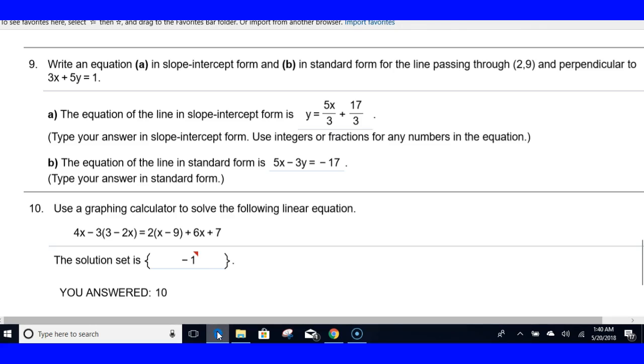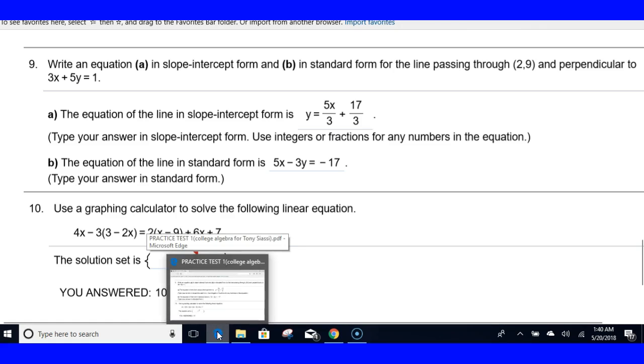So I hope this helped. So again, guys, this is how you can get 50% on the College Algebra test at the testing center.